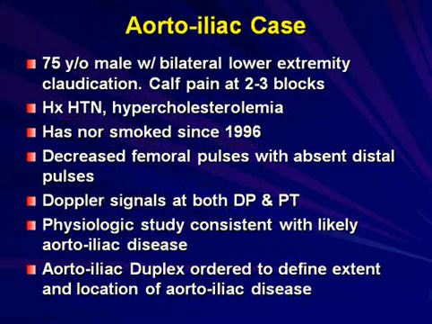This is an aortoiliac case of a 75-year-old male with bilateral lower extremity claudication. He had calf pain at 2 to 3 blocks. He had the other usual comorbids and was a prior smoker.